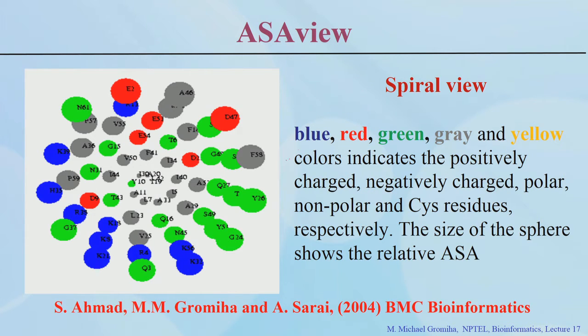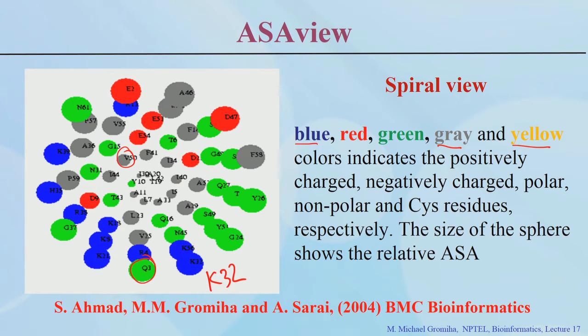Likewise the blue, this is the K32, the positive charge residues. Here you can see the green, mainly for the polar residues based on the notations, and the gray is mainly for the hydrophobic residues, valine or alanine, and the yellow is mainly for the cysteine residues. I do not find any cysteine here.